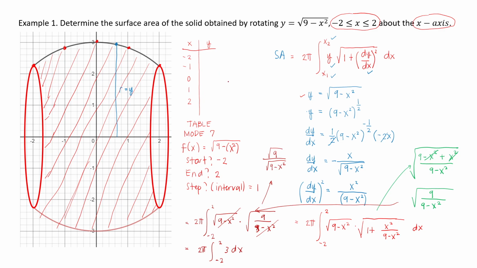Okay, so what would be the answer? So surface area is equal to 24 pi, sir. 24 pi. So surface area is equal to 24 pi, and then don't forget the square units.